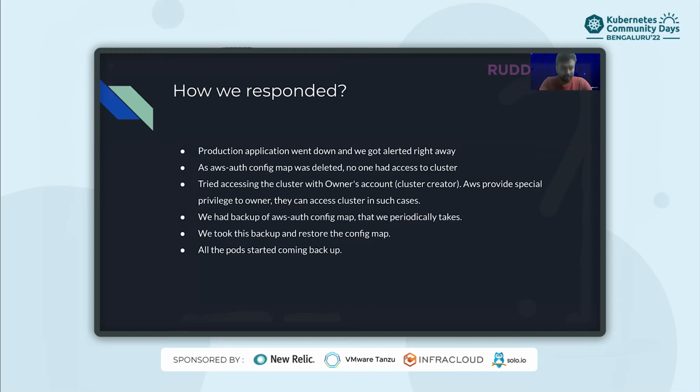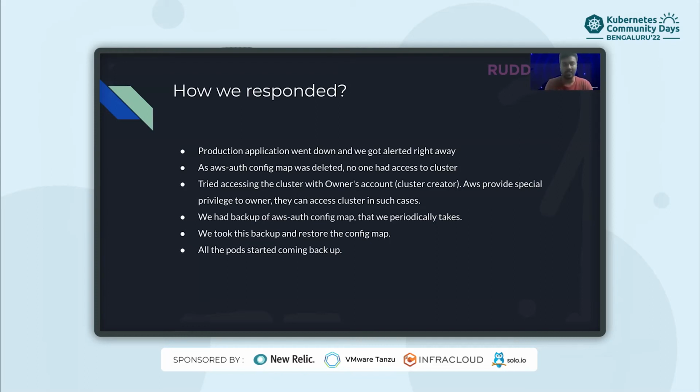So once we realized that that was the reason, what we tried was, there is this concept of ownership in AWS EKS clusters. The person who created the cluster will have extra privileges over the cluster. So even if all these accesses get lost, they can still access the cluster. So we realized that, and we brought the owner of the cluster into the call, and they were able to access things and see exactly what happened.